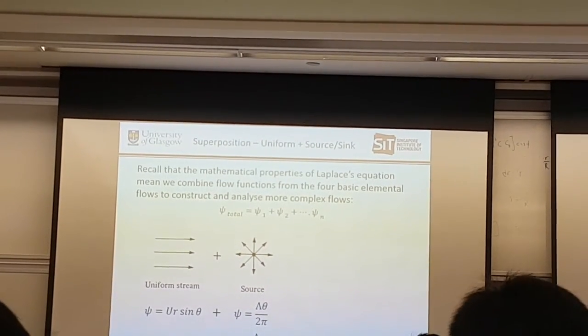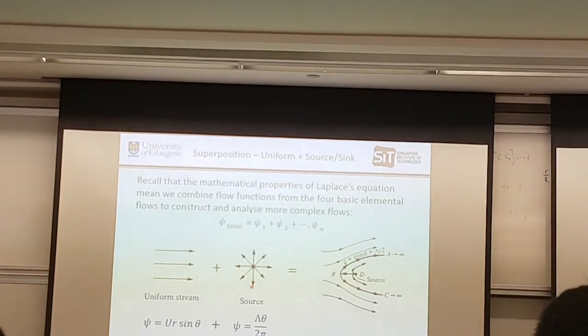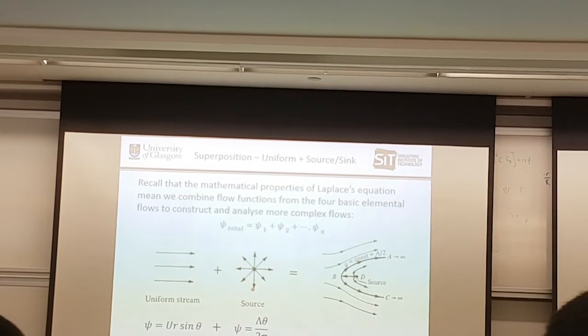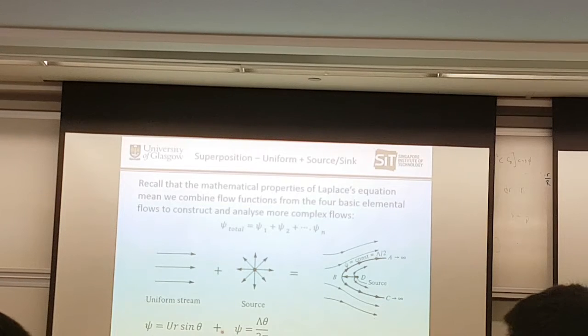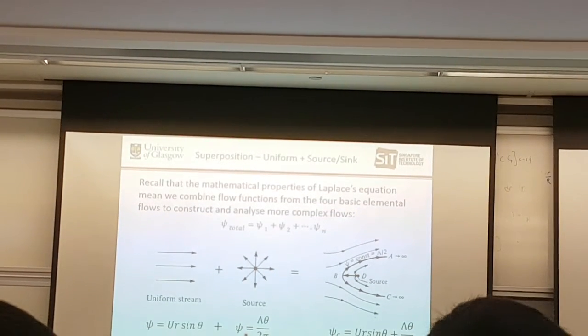If you've done the lab, you will know that uniform plus source, you get this sort of shape here. If I add these two up, really it's just addition here. And this is what you see as a Rankine half body.